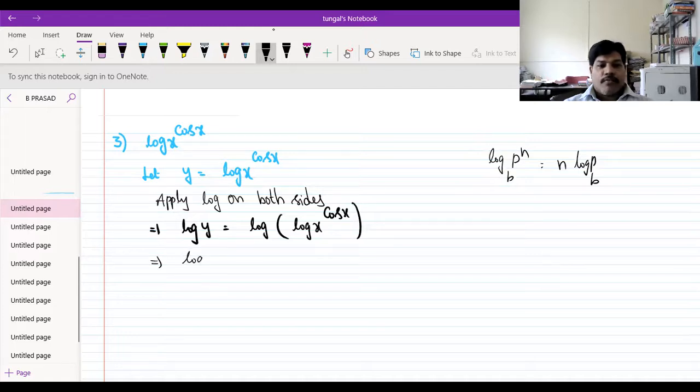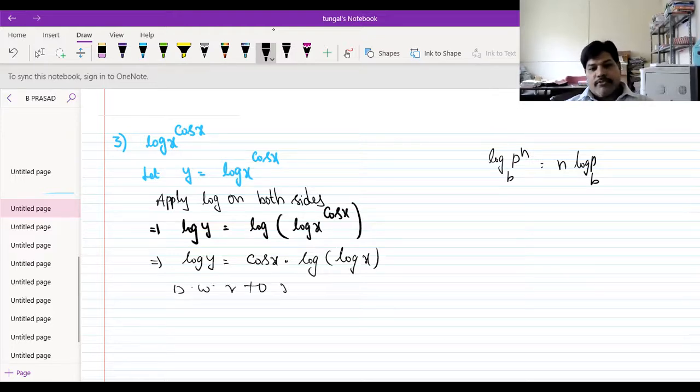So how can we write this one? This can be written as log y is equal to this power, you can write in the front. So it will become cos x into log of log x. I understand that just we have to write this power in the front. Then I will apply the derivative, that is differentiate with respect to x. Differentiate with respect to x, what happens? So apply the derivative here, students.